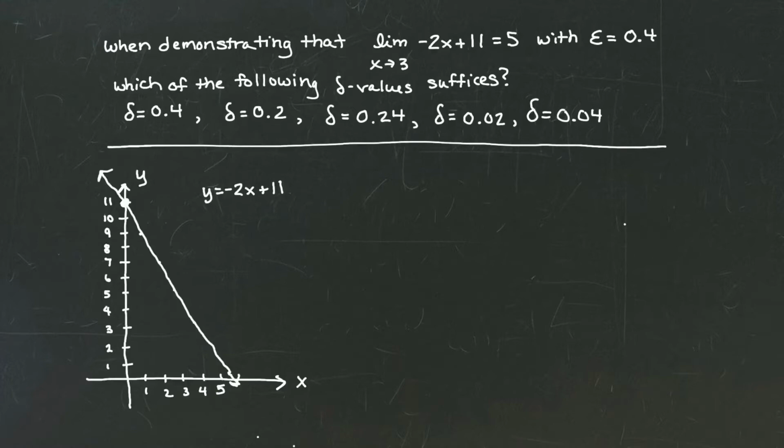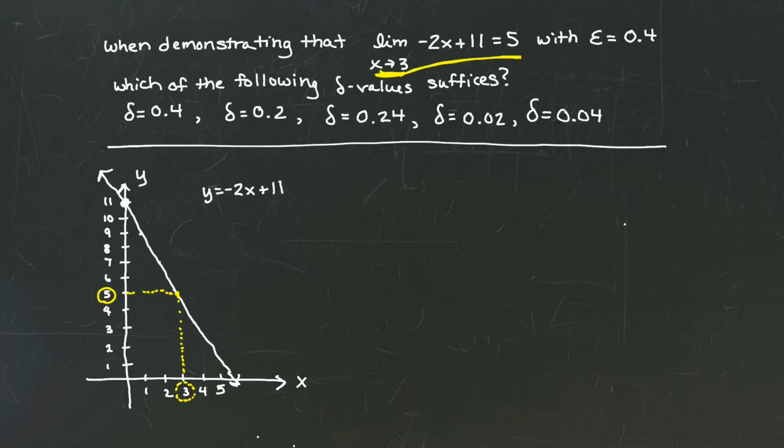Now specifically, we want to pay attention to where we're taking our limit. We're taking our limit as x goes to 3, so I want to zone in on x equals 3 on the x-axis. Sure enough, if I map where x equals 3 hits the function, I find that it hits at 5. So the statement that the limit as x goes to 3 of negative 2x plus 11 equals 5 makes sense in my picture.